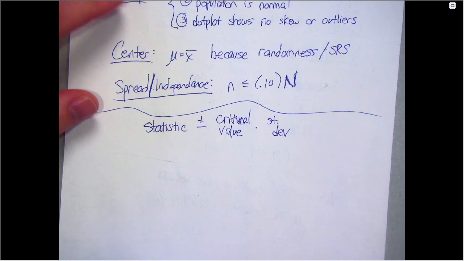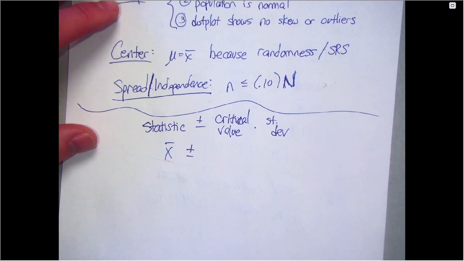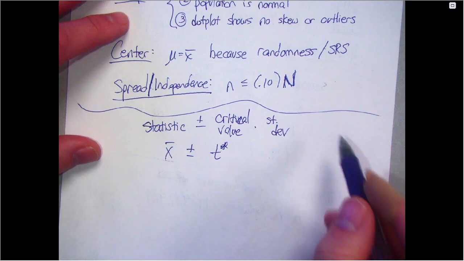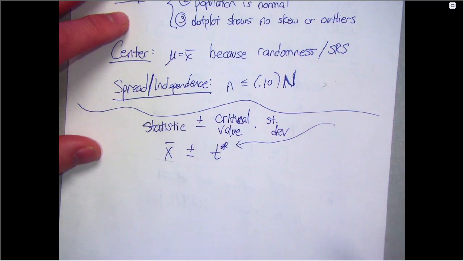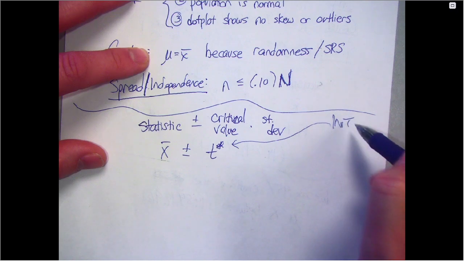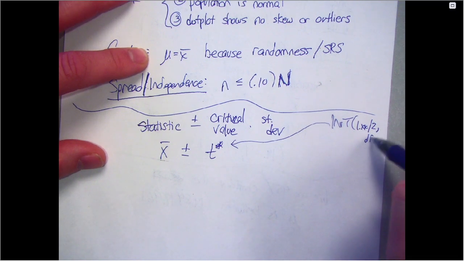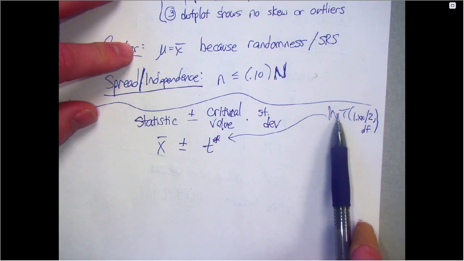And then we put in the symbols. So statistic is X bar. Critical value is T star. You don't have to show this when you're doing one, but if you want to go off to the side, remind yourself, hey, that means inverse T, 1.xx divided by 2, comma degrees of freedom. Squeeze it in there, just to make a note to yourself if you want to remember how to find the T star.